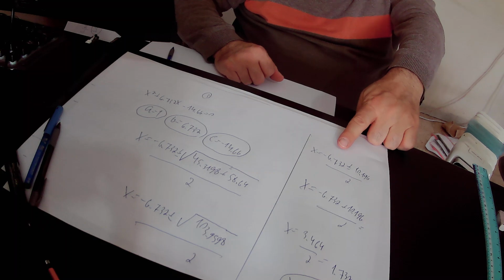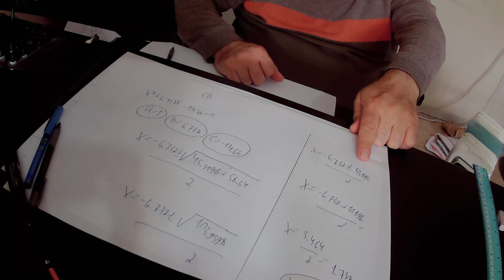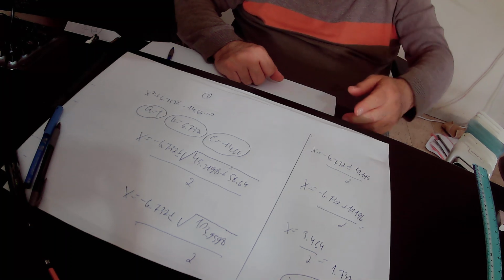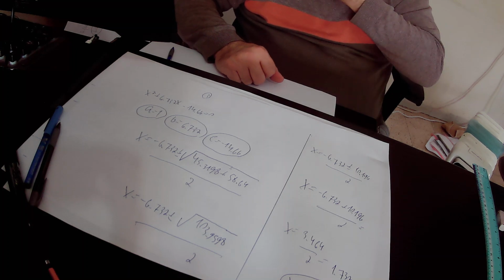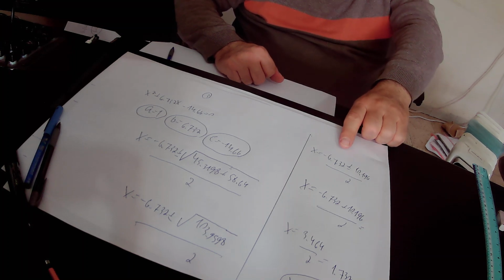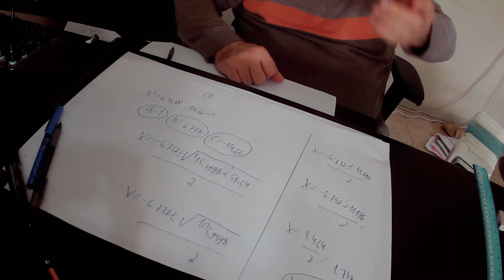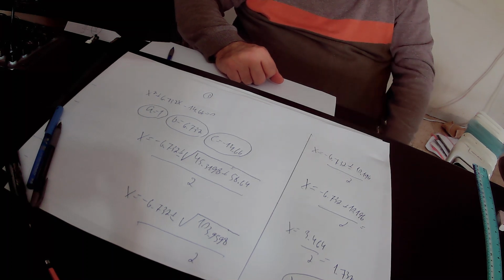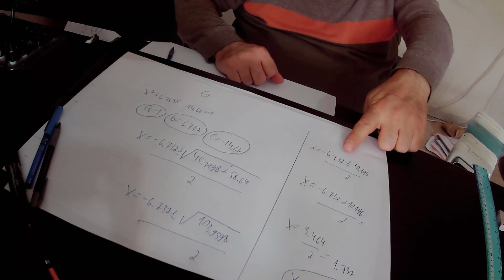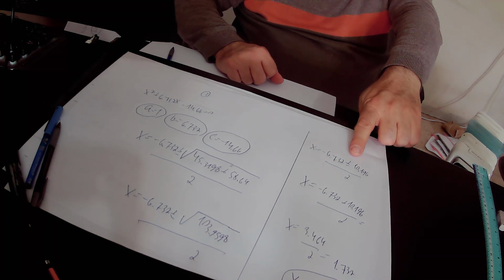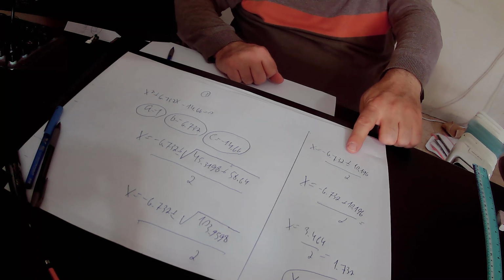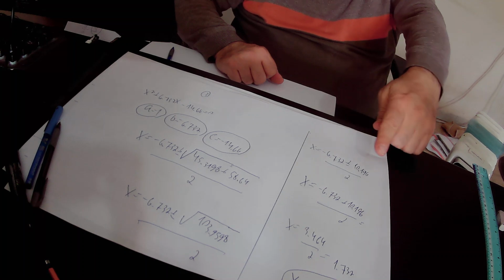x will be either minus 6.732 minus 10.196, but the result that we get here is a negative number. x is a radius, the radius is a length, and the length must be a positive number, so we cancel the negative solution and leave the positive solution for x. The positive solution is that x equals minus 6.732 plus 10.196, divided by 2.